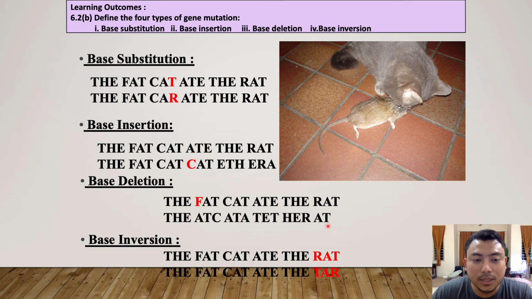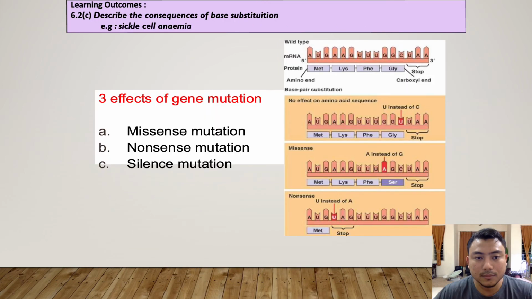So that's how serious base deletion is, it also leads to frame shift mutation. For base inversion, tukar tempat sahaja, the fat cat ate the rat. So bila tukar tempat sahaja, dia punya kesannya taklah teruk sangat because it only involves the particular amino acid sahaja.